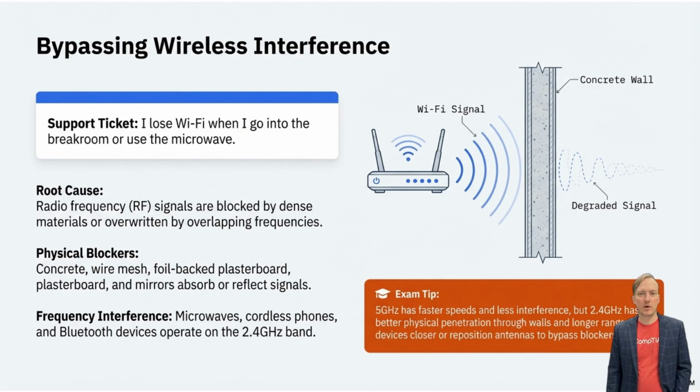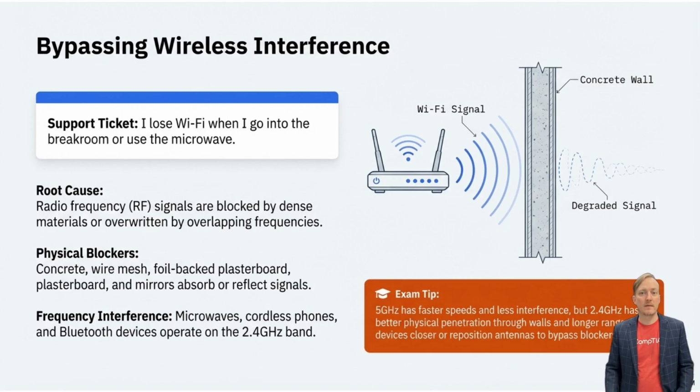Wireless signals have their own physical blockers. If a user loses Wi-Fi when entering the break room or using the microwave, radio frequency signals are being blocked by dense materials or overwritten by overlapping frequencies. Concrete, wire mesh, foil-backed plasterboard, and mirrors absorb or reflect signals. Microwaves, cordless phones, and Bluetooth devices cause frequency interference on the 2.4 GHz band.